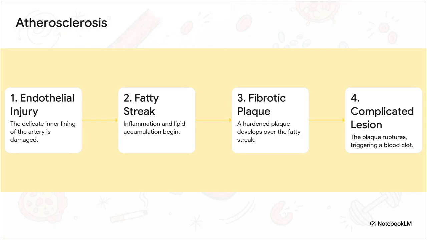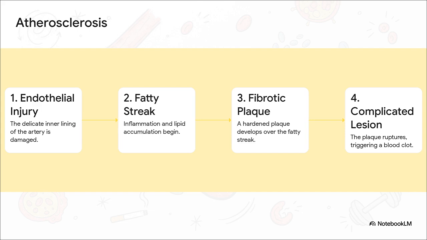Okay, so the whole cascade kicks off with some kind of injury to the endothelium. That's the delicate inner lining of the artery. That injury triggers an inflammatory response, which leads to something called a fatty streak. Over years, that streak grows and hardens into a fibrotic plaque. But the most dangerous part is stage 4, the complicated lesion. This is where that plaque becomes unstable and ruptures, triggering a blood clot, a thrombus, that can completely block off the artery.